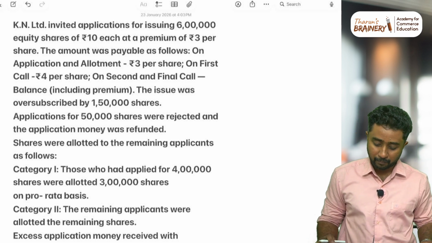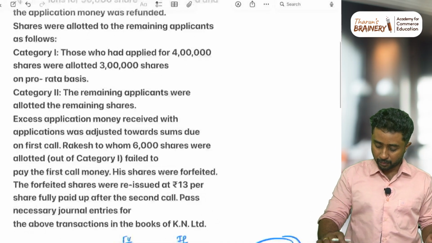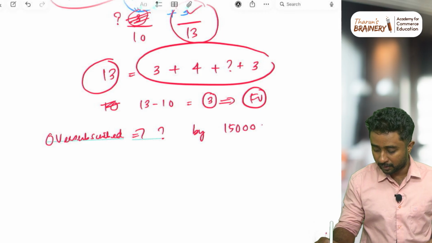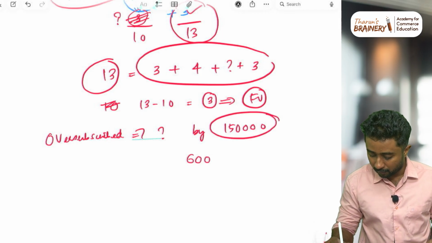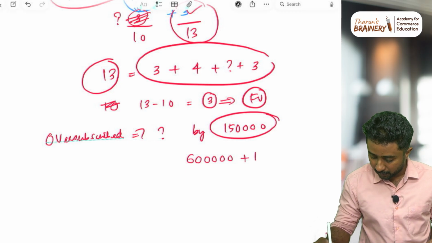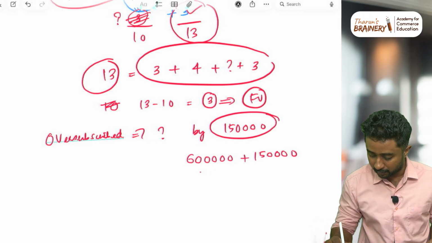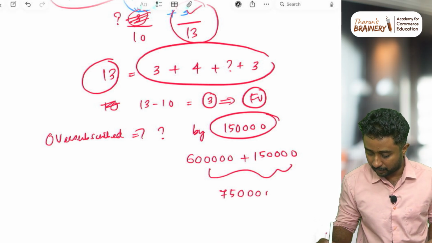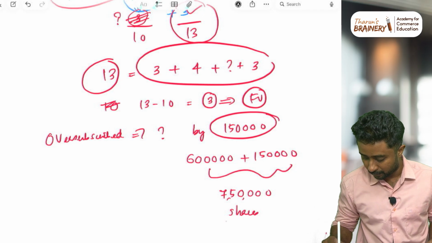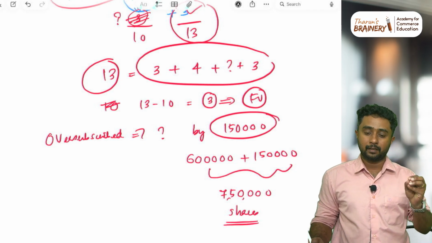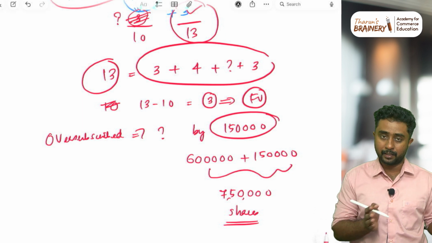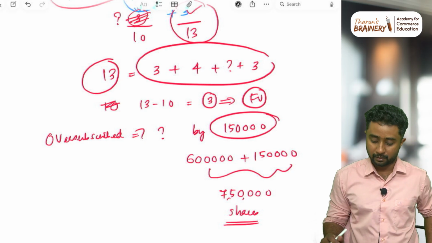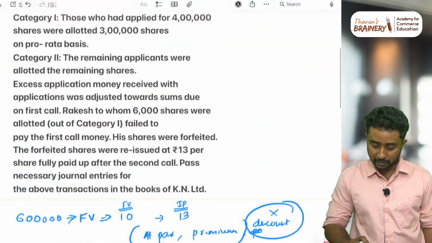So here oversubscribed by 1,50,000 shares, what does it mean? Totally we have offered 6 lakh shares, plus 1,50,000 shares applications came extra. That means applications have been received for 7,50,000 shares. That is the meaning of oversubscribed by 1,50,000. Already how much is there? On top of that we have received 1,50,000 shares extra applications. So this is the meaning of oversubscribed by 1,50,000.